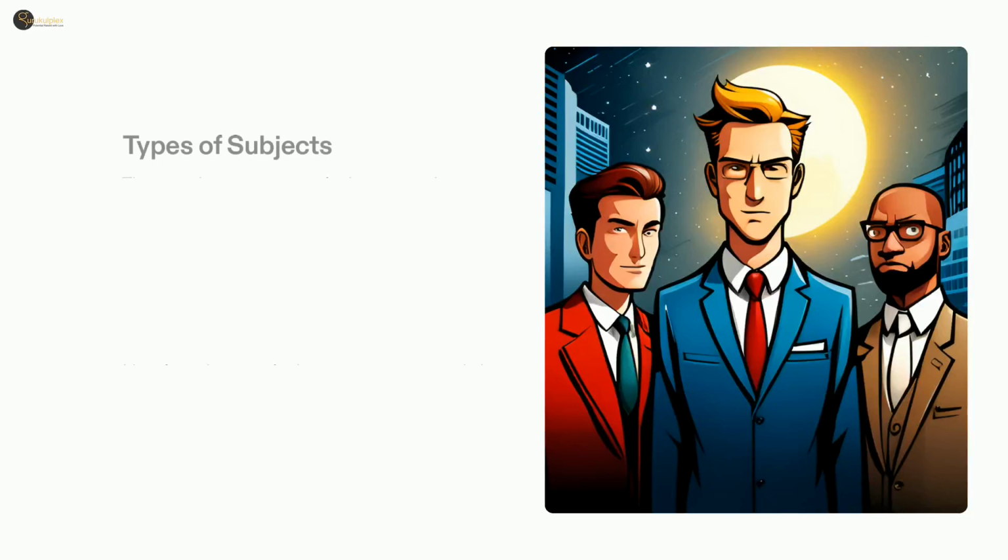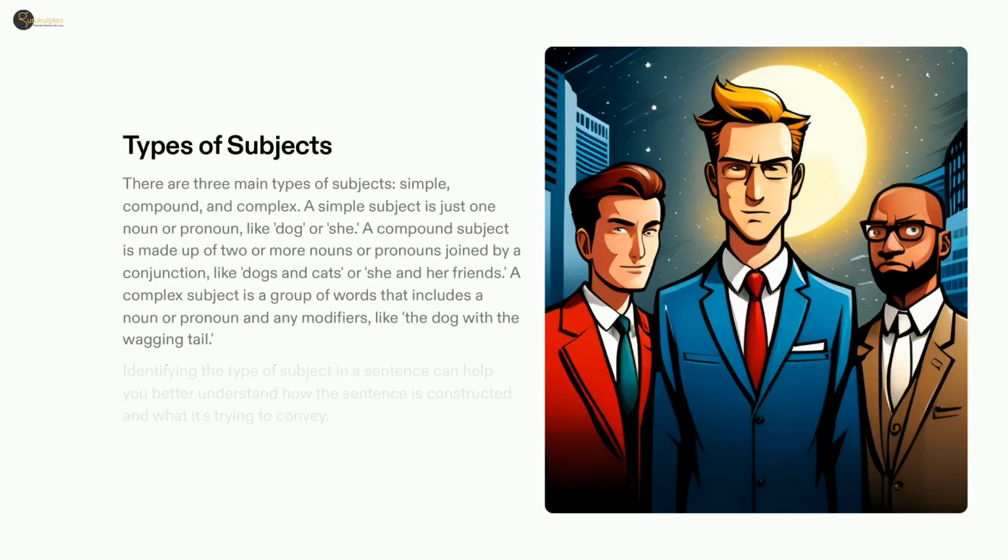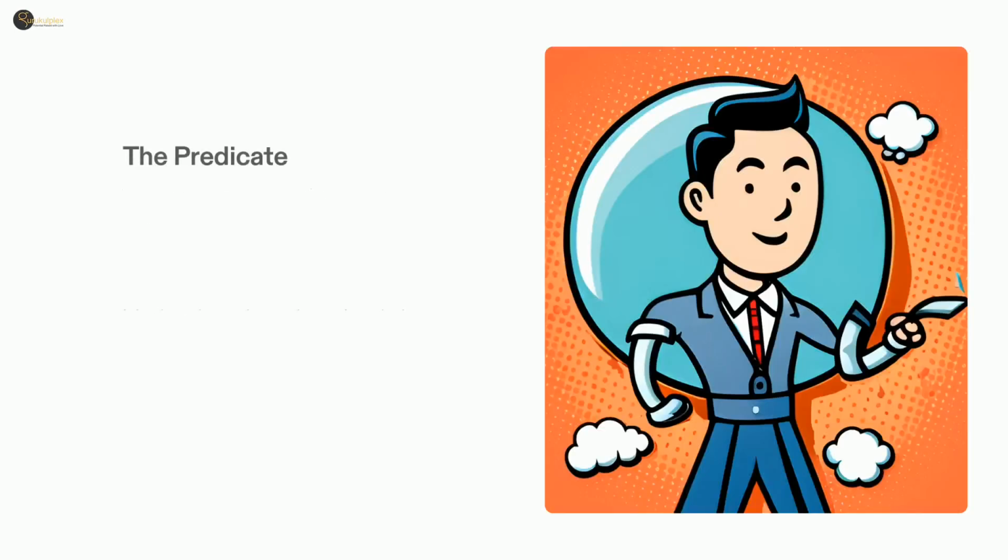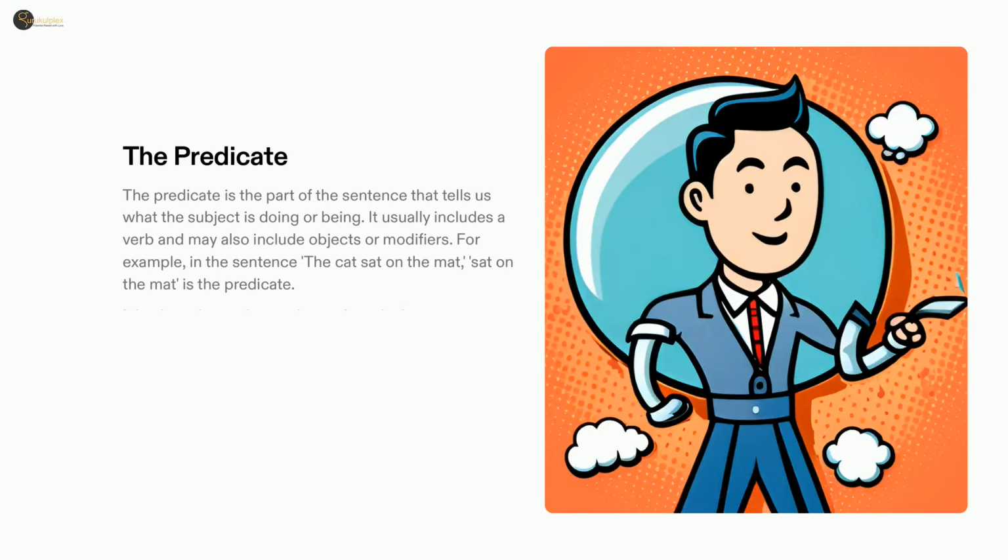When analyzing a sentence, it is important to identify the type of subject it holds. A simple subject is a single noun or pronoun, for example, dog, or she. A compound subject consists of two or more nouns or pronouns joined by a conjunction, for example, dogs and cats. A complex subject is a group of words that includes a noun or pronoun and any modifiers, for example, the dog with the wagging tail. Knowing the components of a sentence is key to being an accurate and successful communicator.